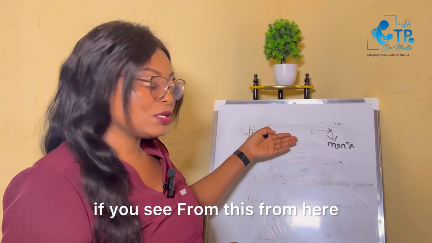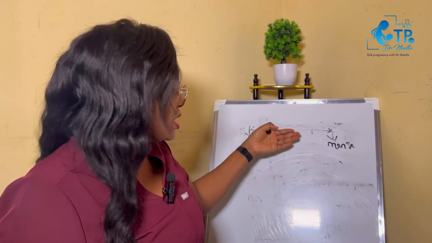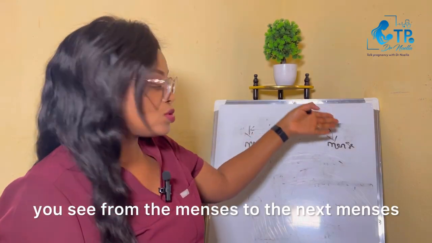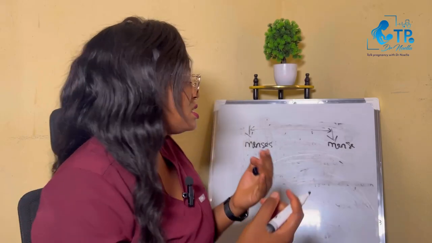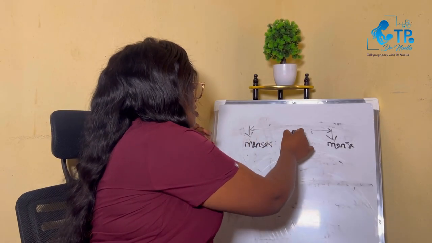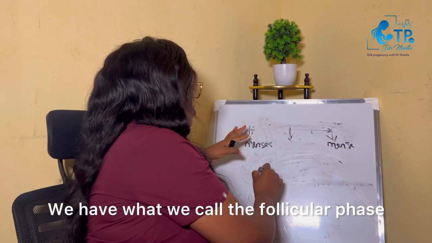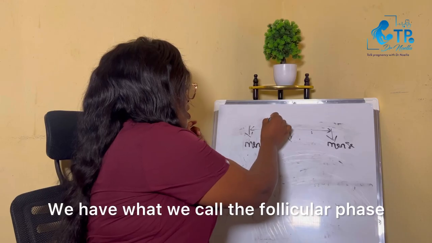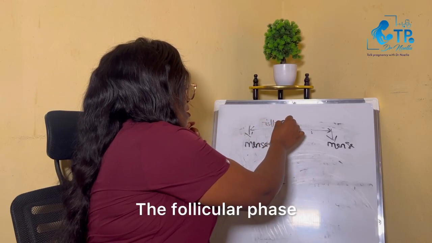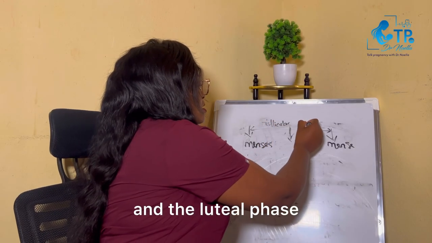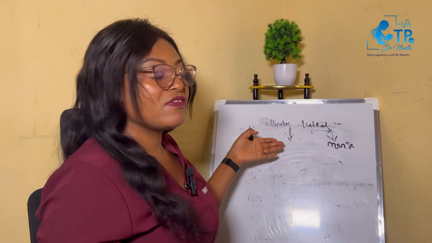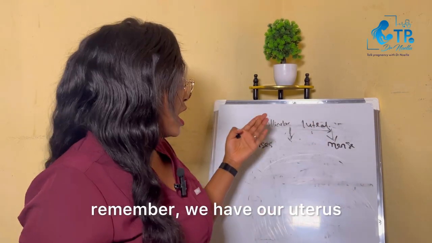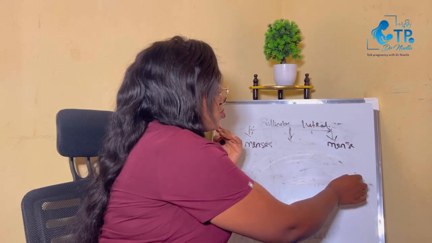Now, if you see from this video, from the menses to the next menses, that is your cycle. It's divided into two phases. We have what we call the follicular phase, and the luteal phase. So the follicular phase, remember we have our uterus.